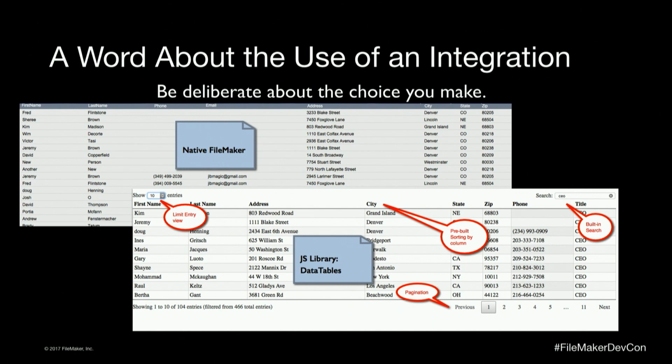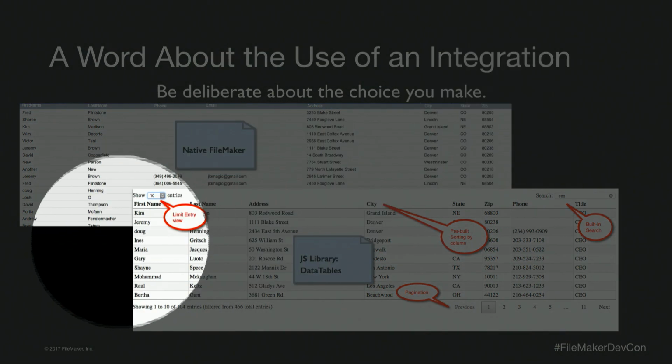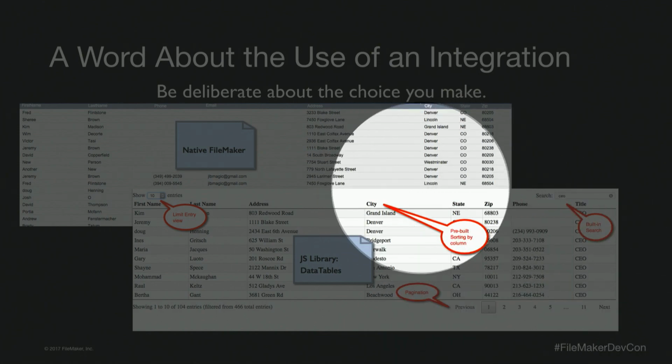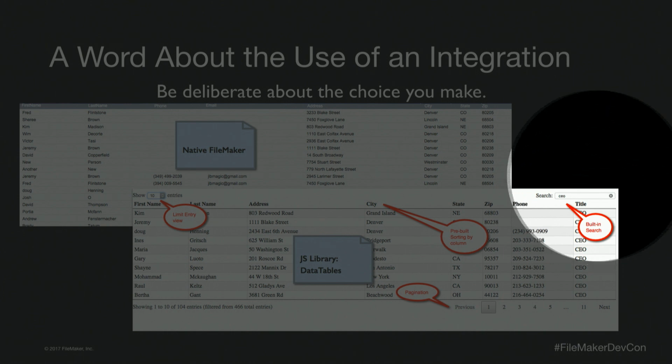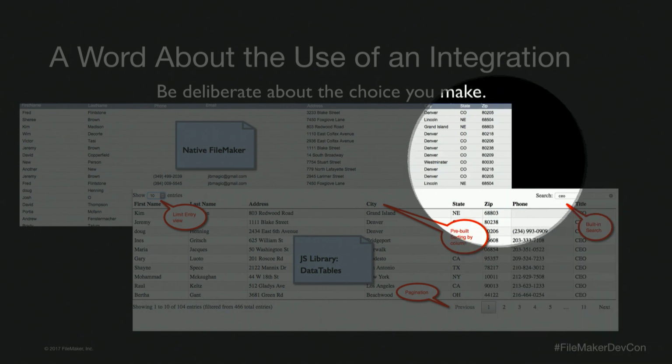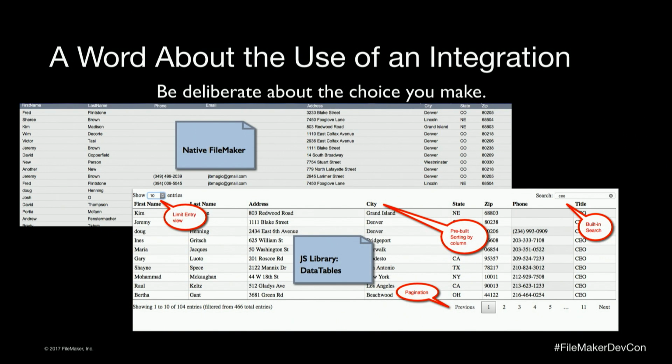And I found one here in the demo that does a lot of things that are built in. Things that we would have to build separately in FileMaker are in one library. So here we can limit the entry view right there. We can have some pagination going on. We can do some sorting by columns and a built-in search. Over there, I could type in CEO space Texas and get all the CEOs in Texas, and it's instant. So once the data is loaded, that's the key, and we'll talk about that in a bit. It's built in, the functionality is there. So you just need to be deliberate about the choice you make.